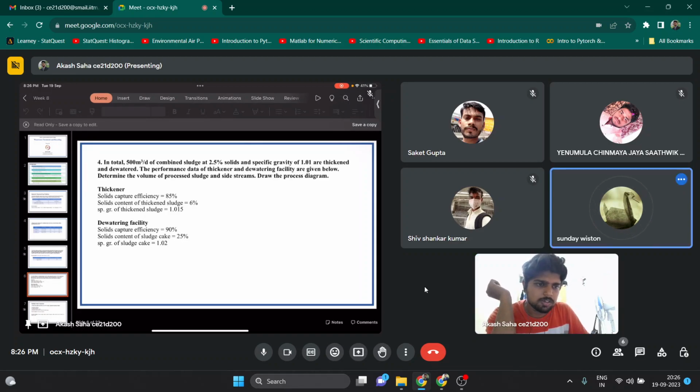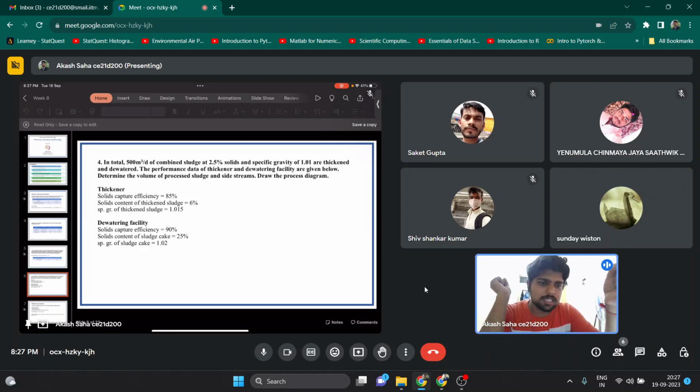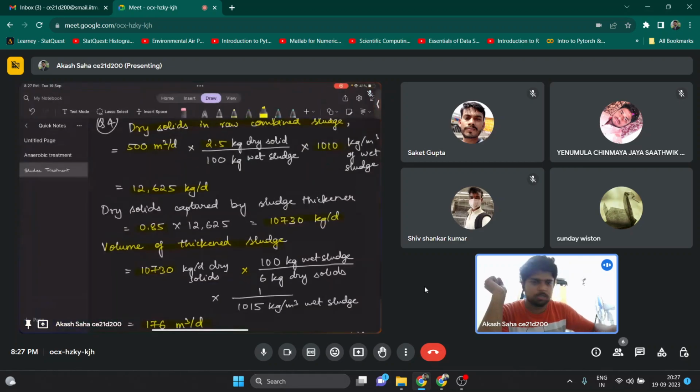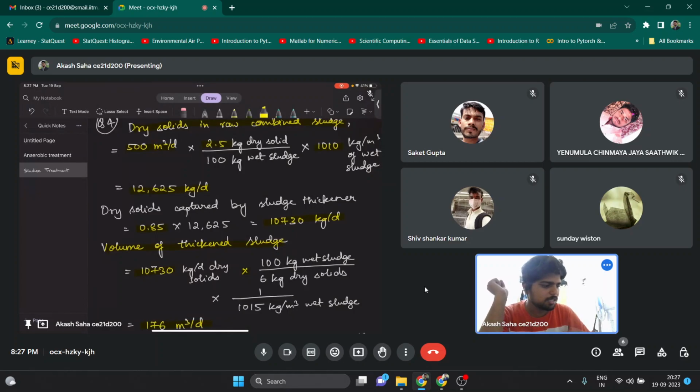Okay, I got it. I understood. In the first part, I was calculating the dry solid content. Next, I am calculating the volume. That's why the equation is changing a little bit. That's why in the density parameter, it is 1 by 1015. Earlier it was 1010 in the numerator part. Now it is coming in the denominator part because now I am finding the volume. So it will just get reversed. That's all. Nothing else.